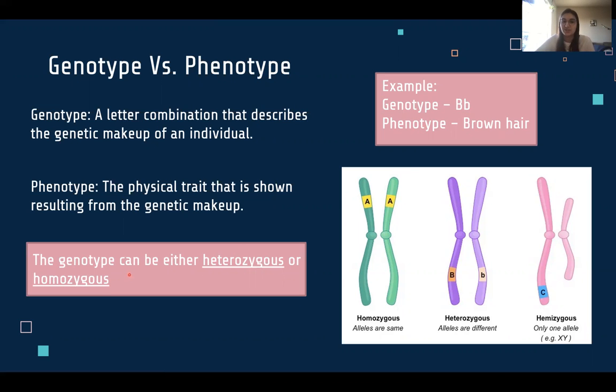We also describe genotypes as being either heterozygous or homozygous. Heterozygous means that these two alleles are different. So we have one big B and one little b. That's what heterozygous means. You can also see that right here in this picture. The middle purple chromosome has a big B and a little b, 2 different alleles. However, if the alleles are the same, they're called homozygous. We can see that in the green chromosome. We have 2 big A's.